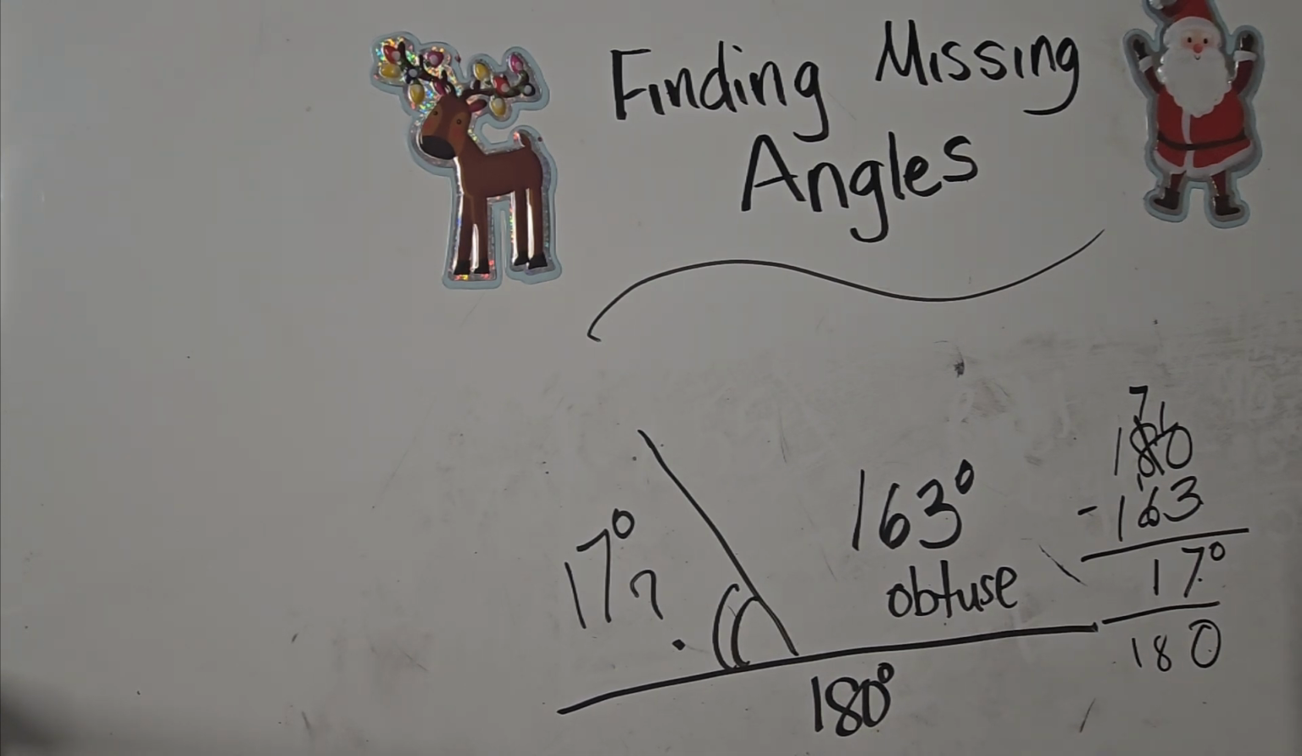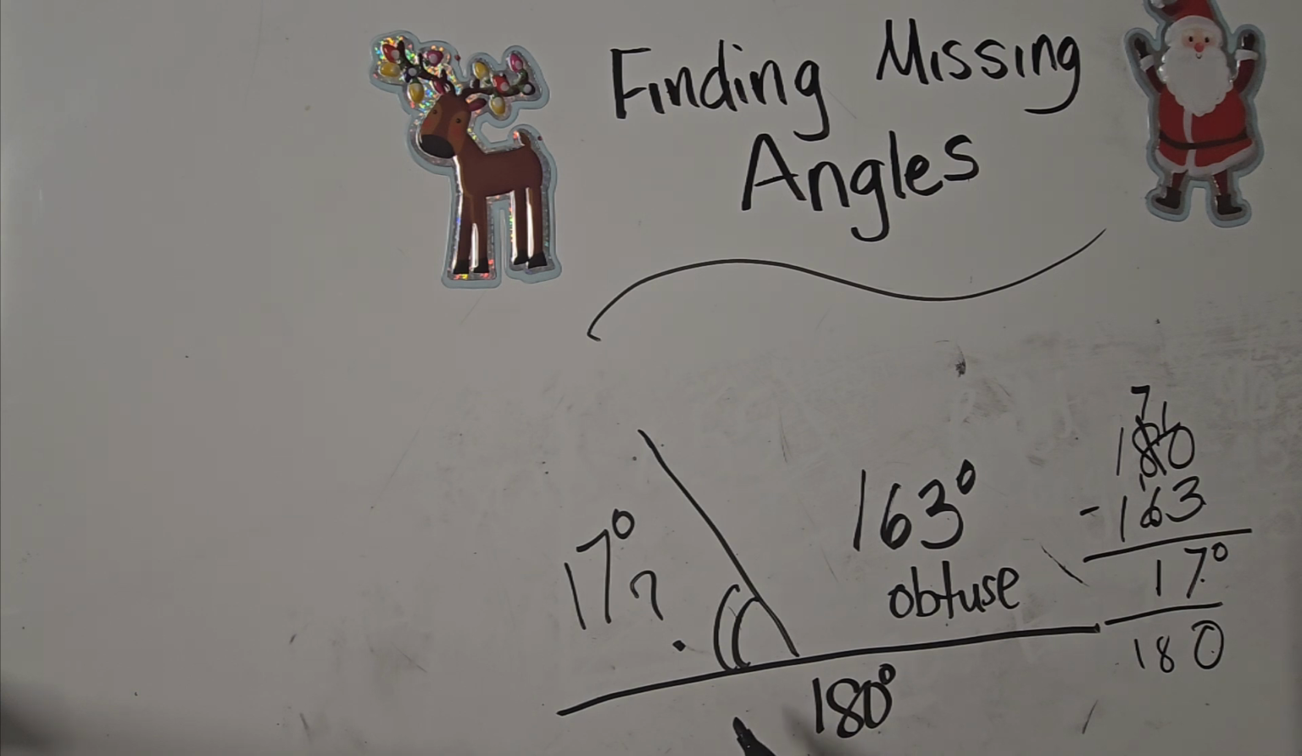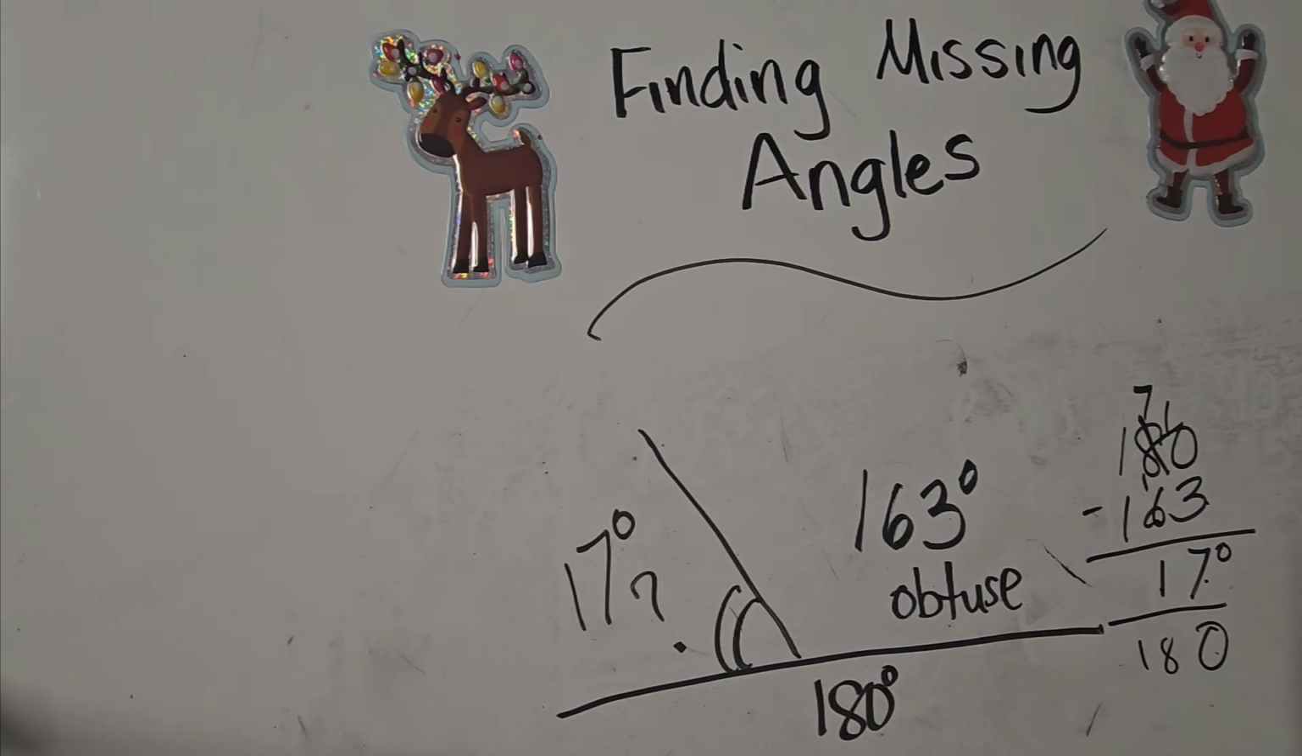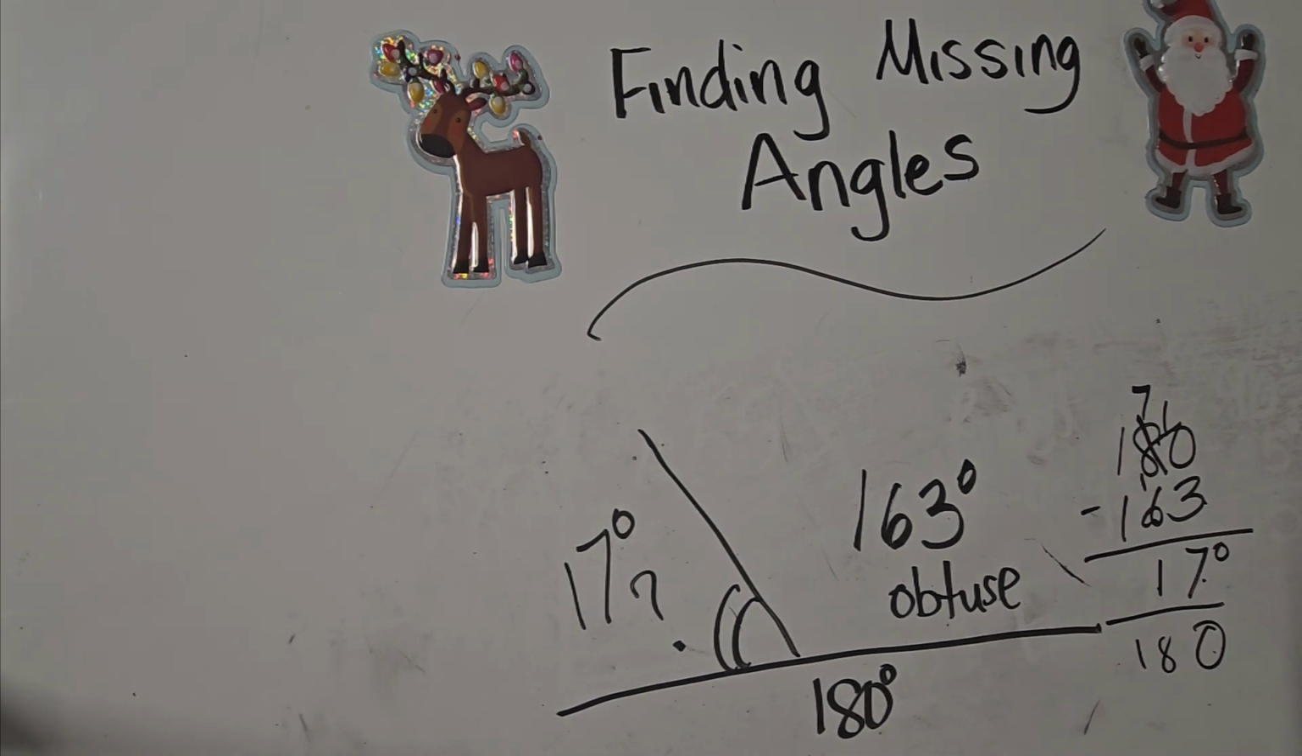I think you're getting the hang of it. And to find a missing angle, again, step 1, figure out the angle. Step 2, figure out the value of such an angle. Step 3, do your subtraction and figure out the missing angle. So that's it for finding the angle for today.